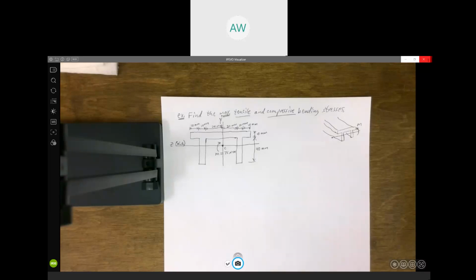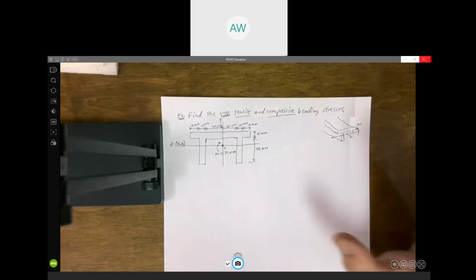At the top? The maximum tensile stress would not be at the top. Close to the neutral axis? No, the stress at the neutral axis is zero. That's what defines the neutral axis. It's what separates tension and compression. At the neutral axis, the stress is zero.